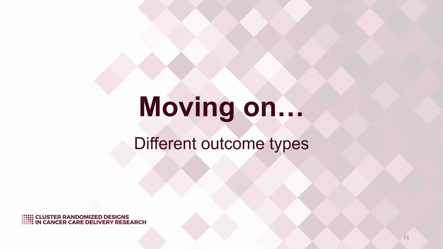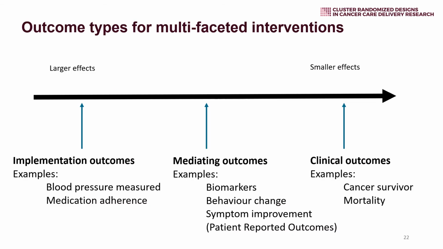And finally, let's move on to think about different outcome types. So outcome types for multifaceted interventions can often be broad, and we might often be interested in multiple outcomes, not a single primary outcome. So we might start by eliciting outcomes on implementation. Examples of implementation type outcomes include whether blood pressure was measured, for example, or whether medication adherence has been followed. And on these types of outcomes, we typically expect quite large effects.